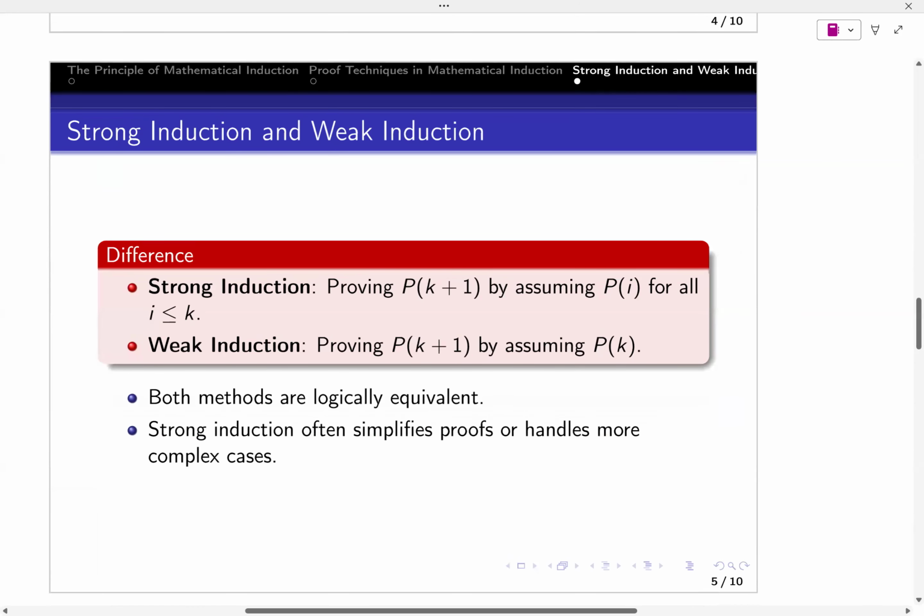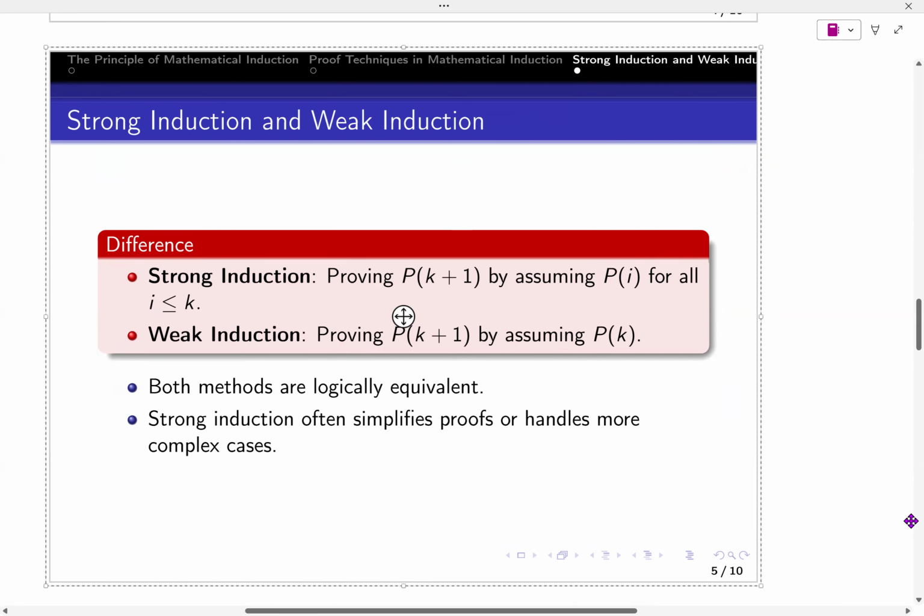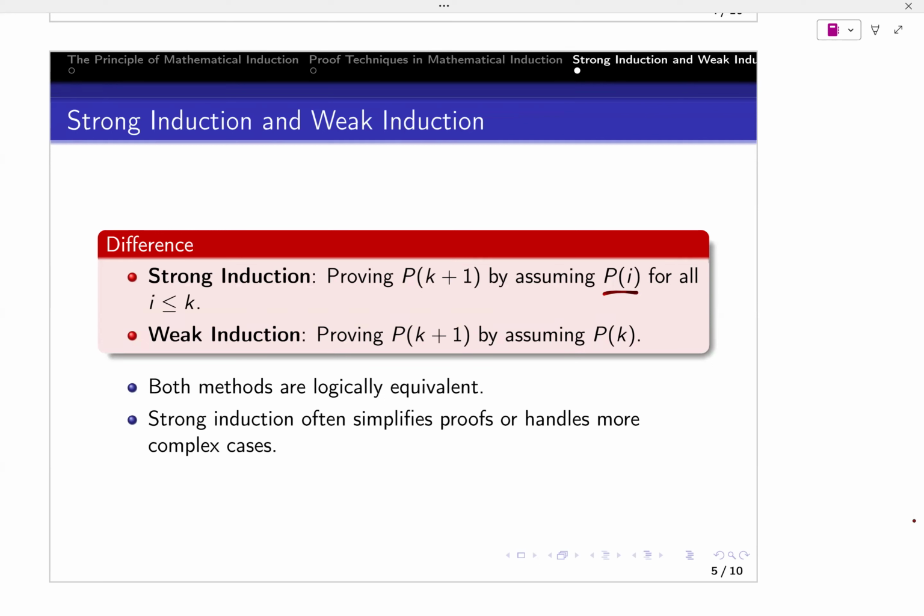Okay, so let's talk about strong induction and weak induction. Strong induction is proving P of k plus 1, the statement evaluated at k plus 1, by assuming P of i for all i less than or equal to k. So it means you're proving it just like what I've said previously, for n equals 1, n equals 2, of course. And once you're able to establish it for n equals 1, n equals 2, most likely it is true for 3, 4, 5, 6, 7, and then up to k. And then from there, you can now prove that it is true for k plus 1.